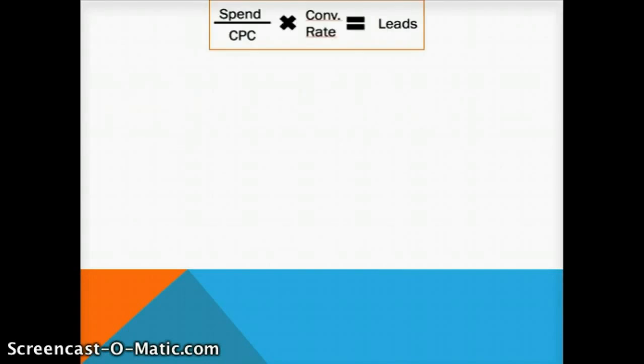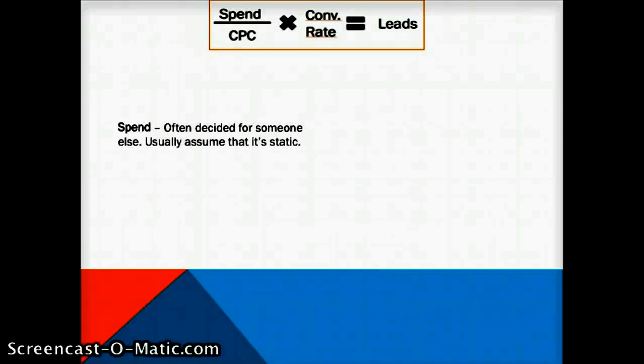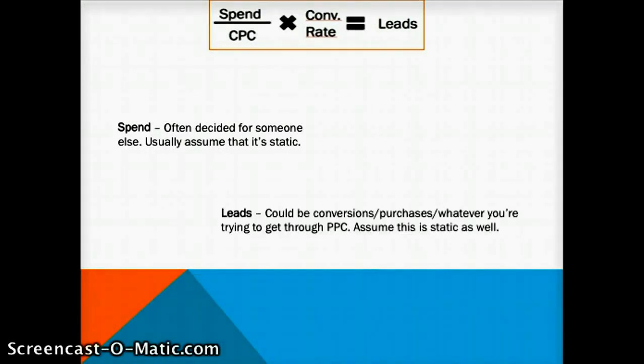So let's talk some more about specifics. There are two things when it comes to this formula that we don't really control. The first is spend. Usually it's somebody else, whether it's the client, your own boss, whoever has the purse strings, who decides how much you can spend. And those same people usually dictate how many leads you're supposed to have. So for the purposes of our little video blog, and for this formula moving forward, you can just assume that these two things are going to remain static, and because of that, we can optimize for the other two, which is cost per click and conversion rate.